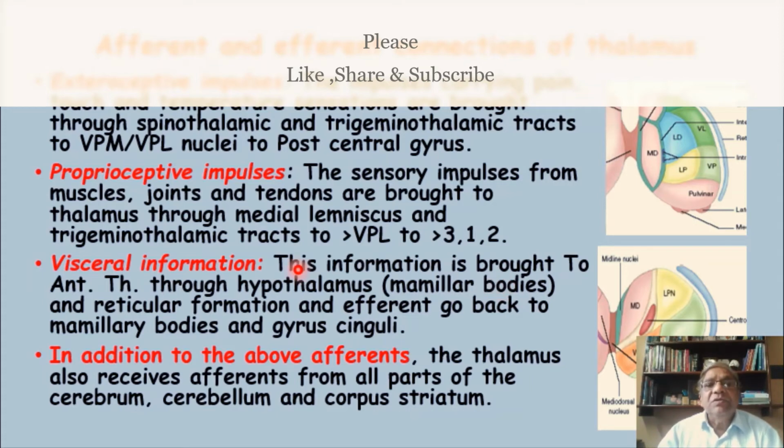Let us come to the third category of the fibers, which are carrying the information from viscera. Though viscera is not somatic, it should not reach our level of consciousness because it is part of the autonomic nervous system, not the somatic. So the visceral information is also passing, and this information is brought to the anterior thalamus.